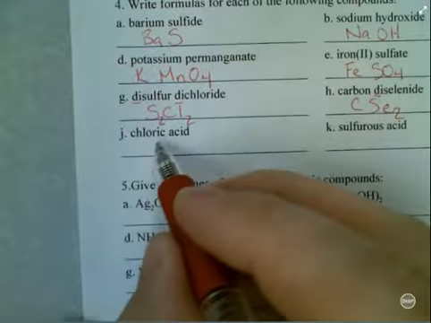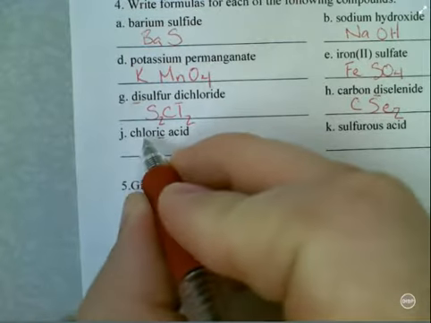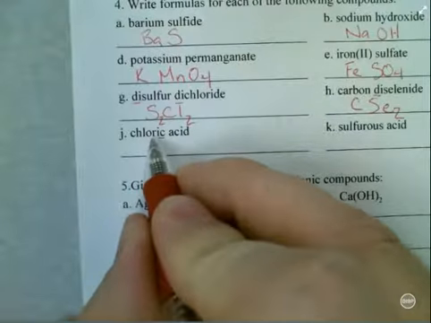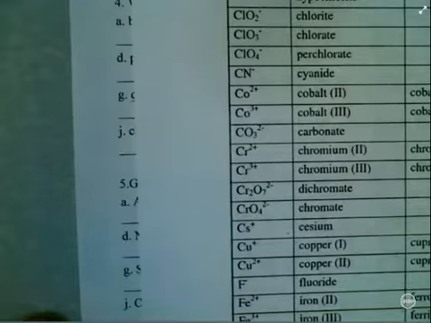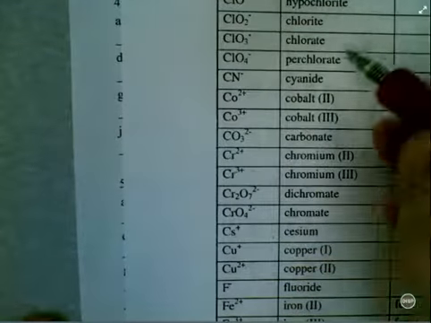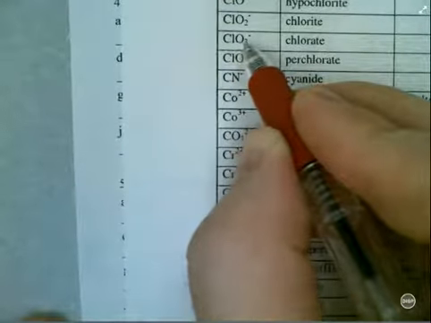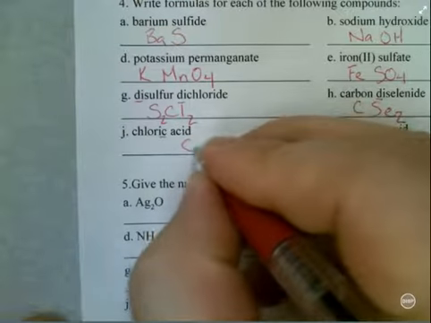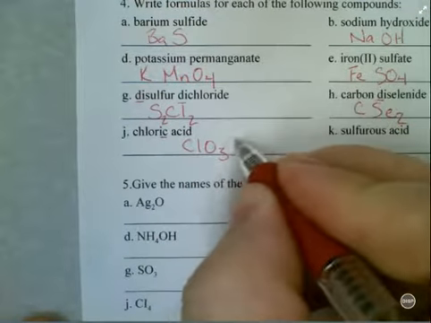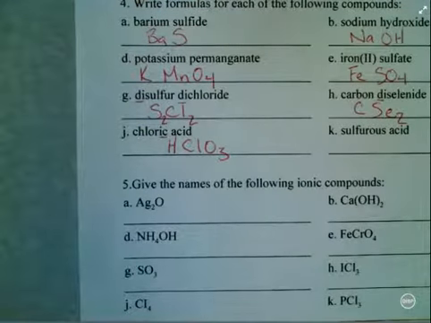Let's try another one. Chloric acid. Again, there's that ic. So that means that before this was an acid, this polyatomic ion must be chlorate. So we'll look on our sheet for chlorate. Yep, there it is. Chlorate. ClO3 with a -1 charge. It's got a -1 charge, so that means I only need 1 hydrogen over here to balance that out. That's chloric acid.